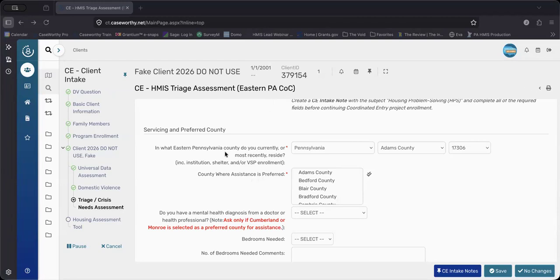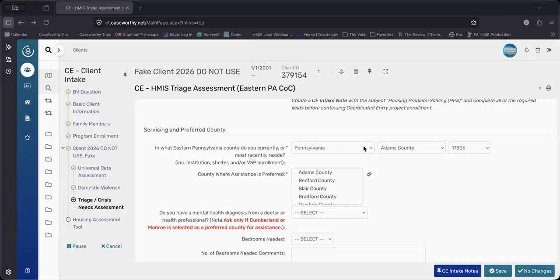I also want to go back and clarify the first question in this section: in what county do you currently or most recently reside? Ideally, we want the most recent county of residence that's within the CoC, because that provides us more information in the back end of the system in terms of our reporting and our understanding of where people are currently experiencing their housing crisis or homelessness within our CoC region.